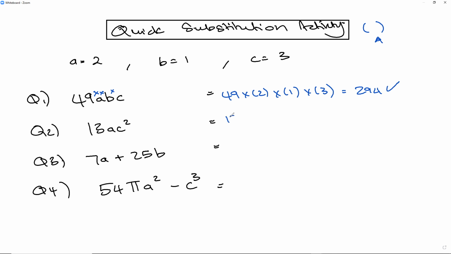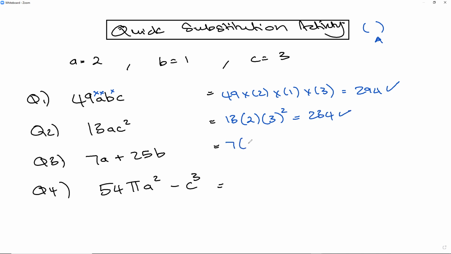The next one is 13. Remember, times a, so I'm not going to put times in now, I'll just put a bracket, and c is 3 squared, and you can put that directly in the calculator just like that. 13 bracket 2, it will multiply it automatically. Okay, and that's going to give you 234.